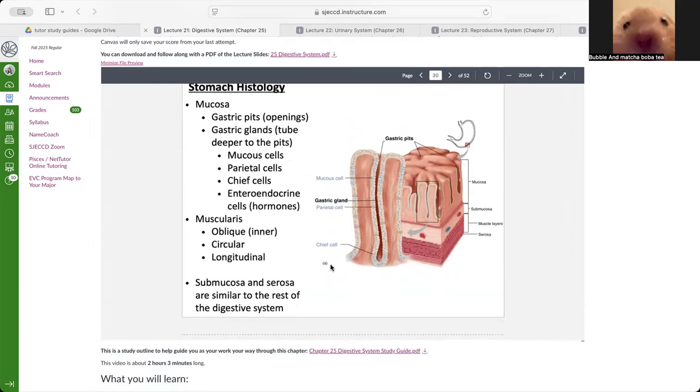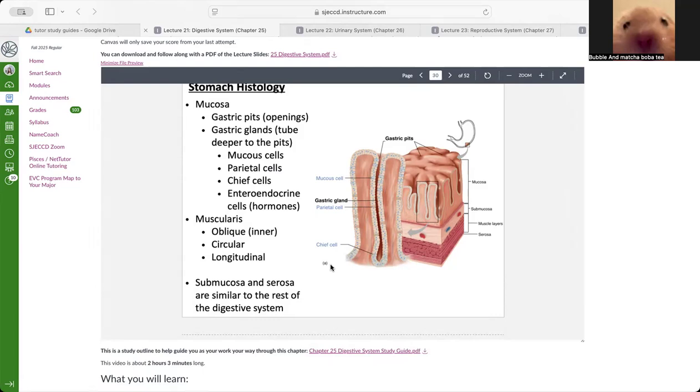So we have stomach histology. The mucosa is the inner lining surface with holes called gastric pits. The pits go down like long tubes that extend into gastric glands. Gastric glands have four different cells. They have the mucous cell, which is called the goblet cell, that secretes mucus into the stomach. This is important because the stomach is filled with hydrochloric acid, and without that mucus, you can digest your own stomach, causing an ulcer. Okay.